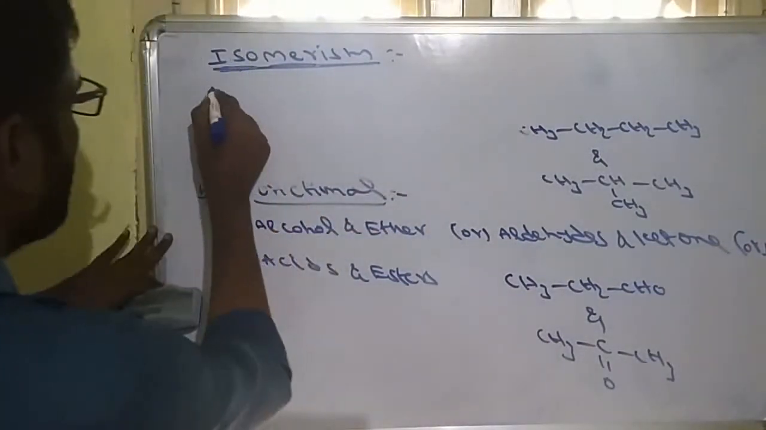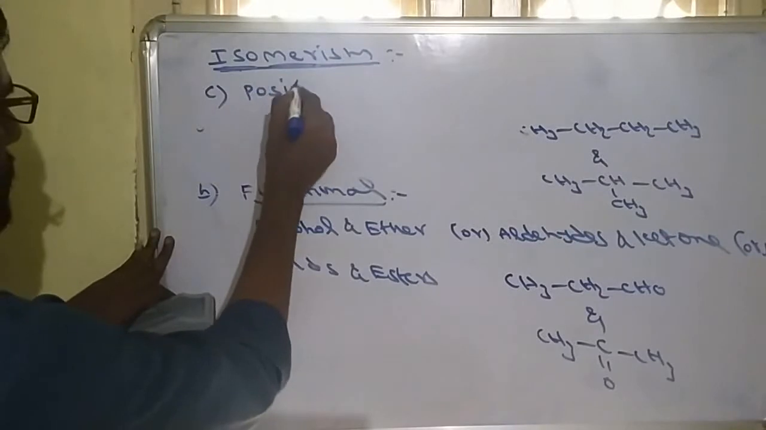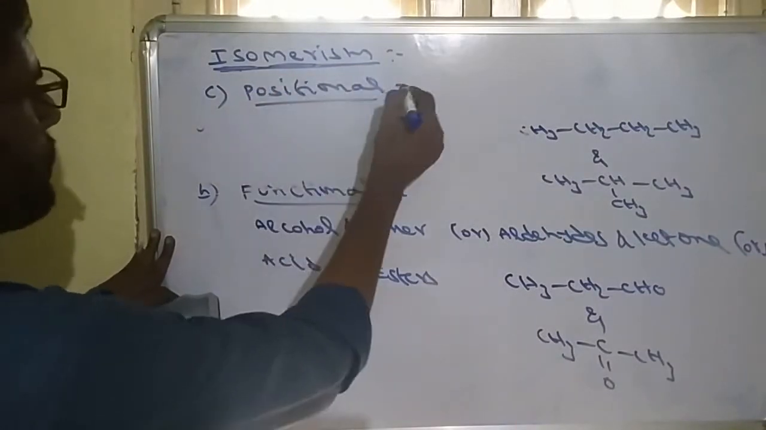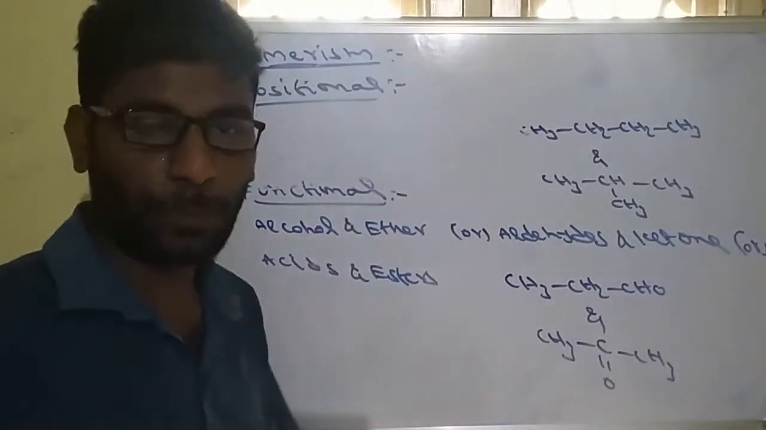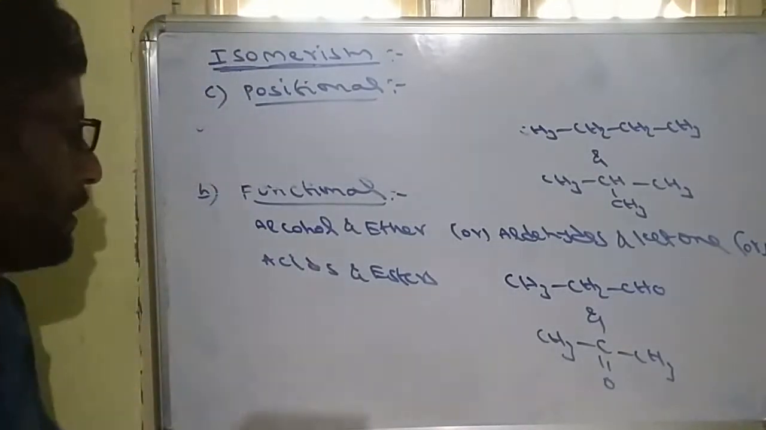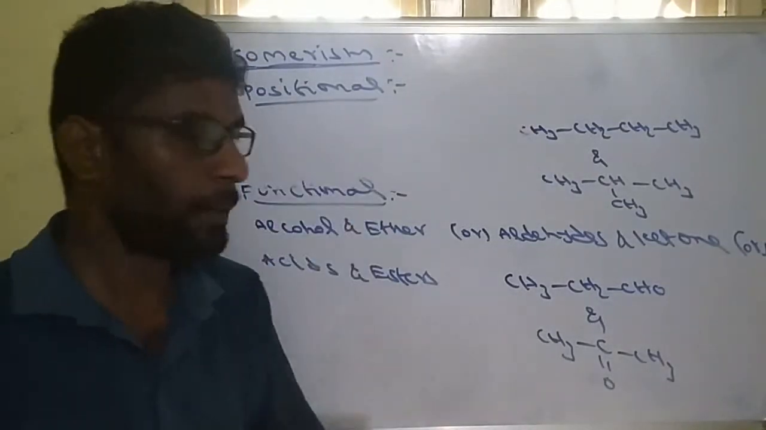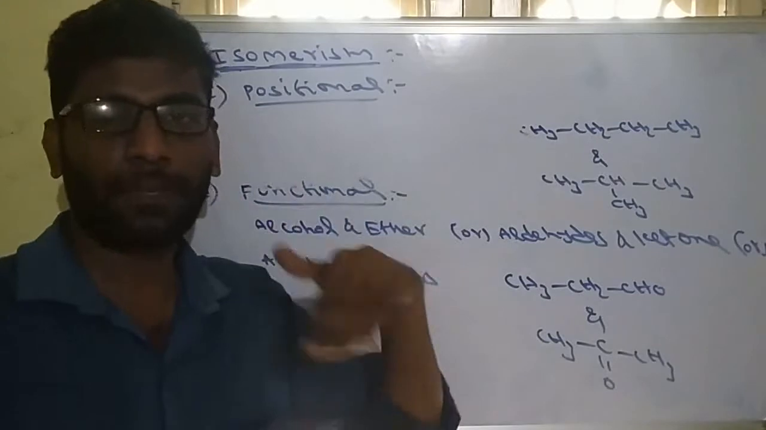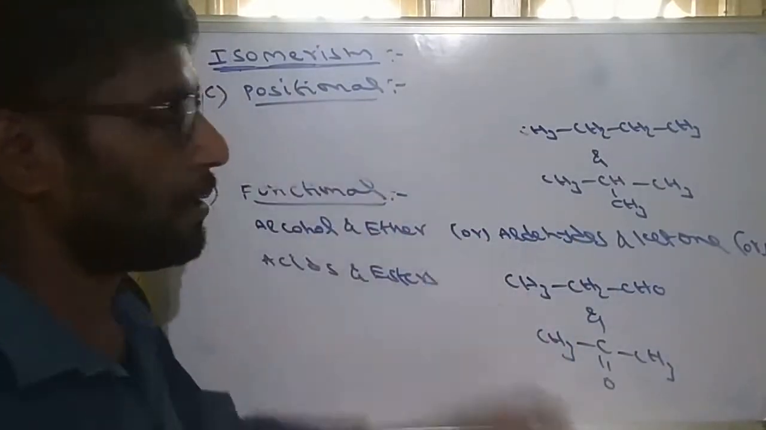Similarly, the next one is positional isomers. Positional means the position of the functional group is different. In positional isomers, the position of the functional group is different. Those are called positional isomers.